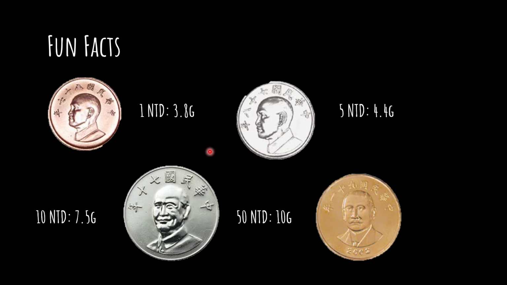So now, fun facts. Did you know that 1 NT dollar is 3.8 grams, 5 NT dollars is 4.4 grams, 10 NT dollars is 7.5 grams, and 50 NT dollars is exactly 10 grams? Did you know that? Well, no, we didn't. We didn't either. But now we are very familiar with the weight of these coins.